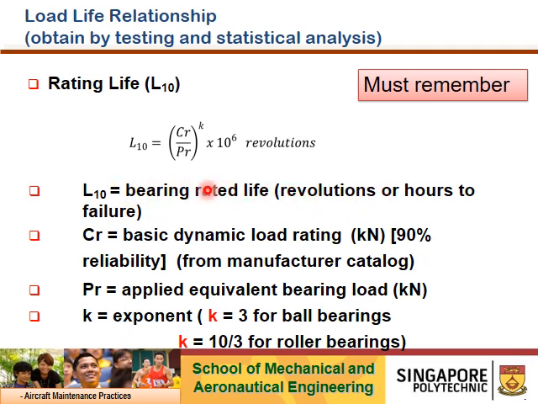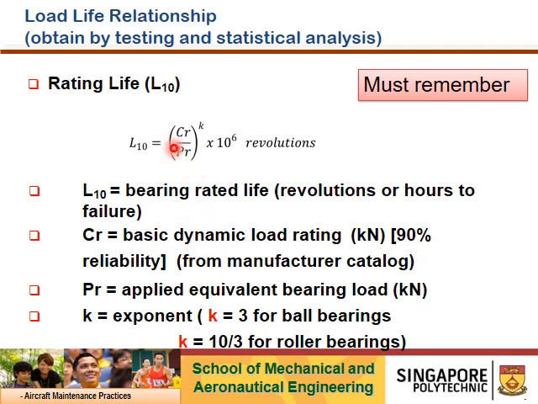Referring now to L10: when you see L10, it is always revolutions to failure. CR refers to the basic dynamic load rating, in kilonewtons, at 90% reliability. So you will need to decide based on your criteria.